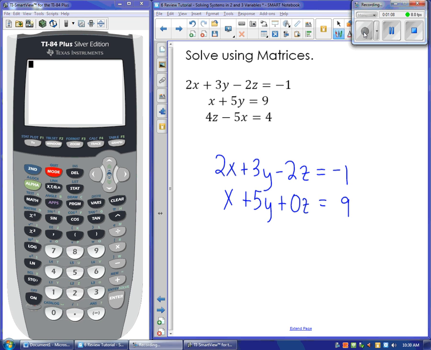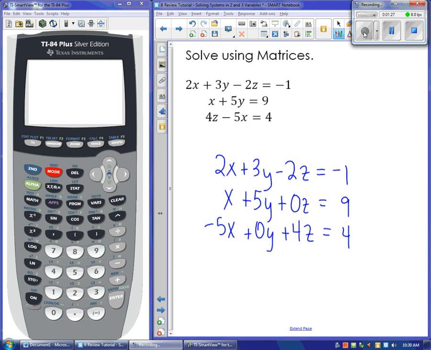In the third equation, I need to be careful because my variables are not written in the same order. I need to make sure the x comes first. The coefficient then is negative 5x. Notice there's no y, so I'm going to have to put 0y. And then my z is going to be plus 4z, and that equals 4.